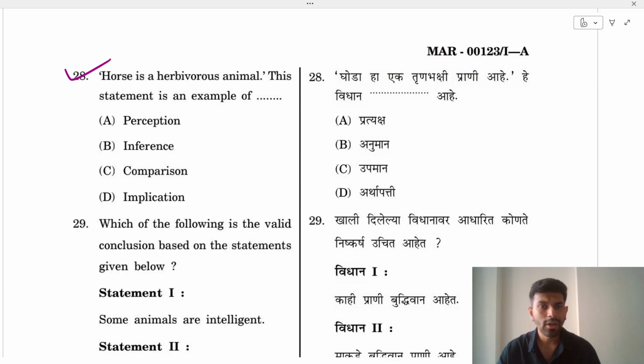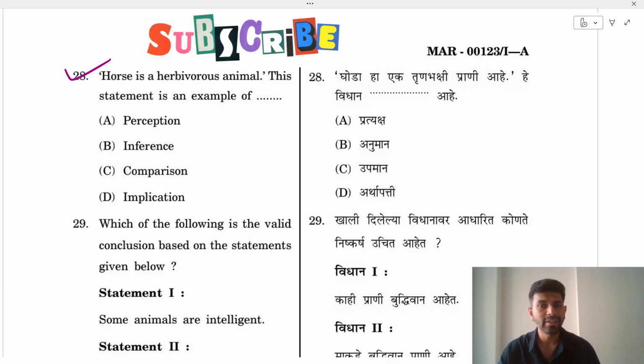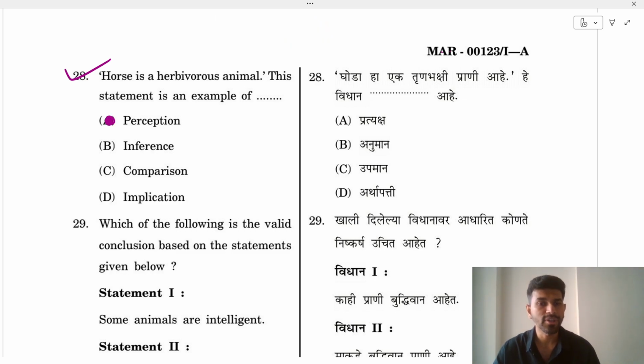Next, horse is a herbivorous animal. This statement is an example of perception, inference, comparison or implication. Correct answer is option A, perception. It means the way you see, understand and interpret something. So option A is the correct answer.